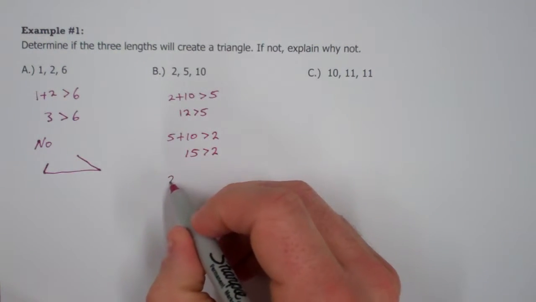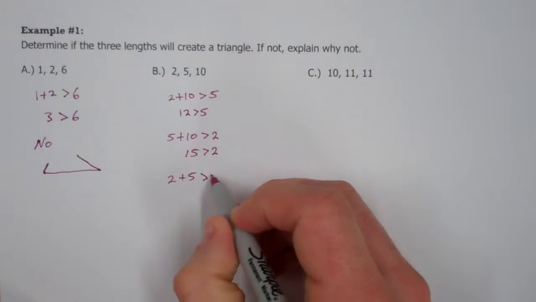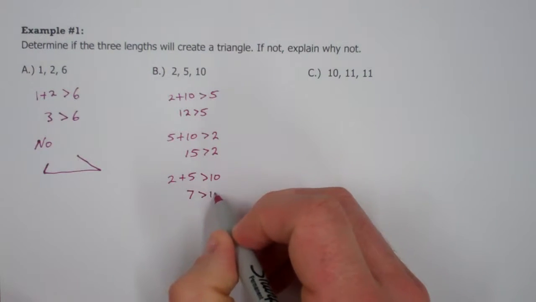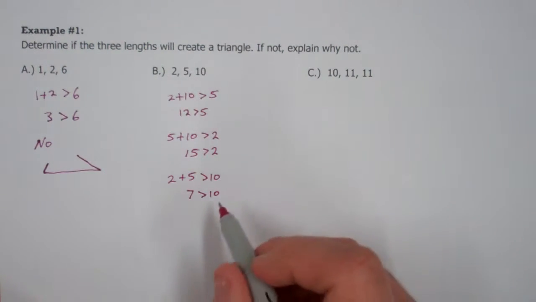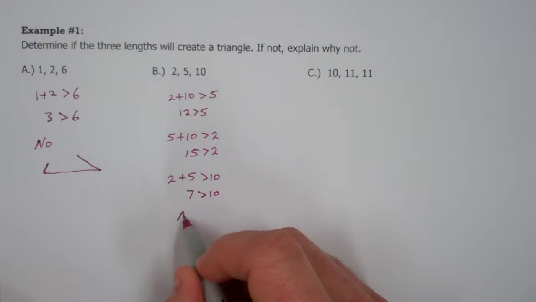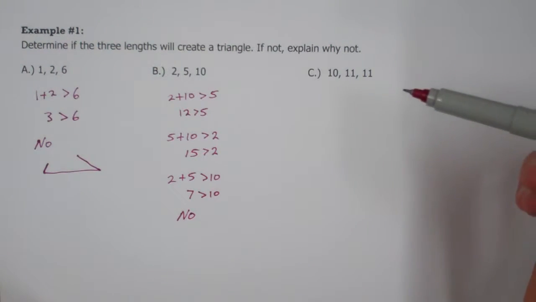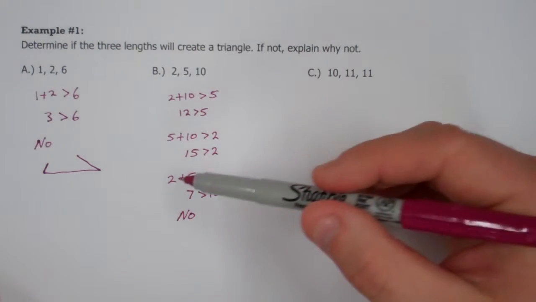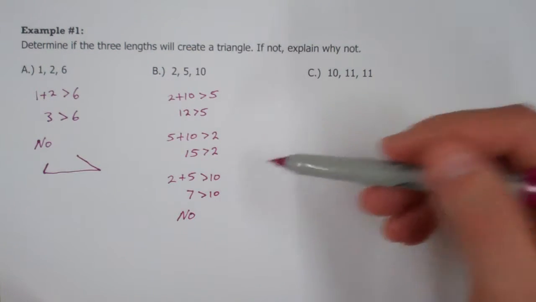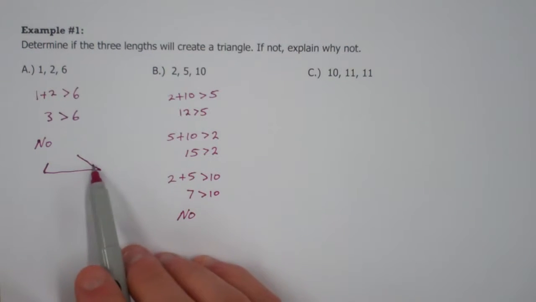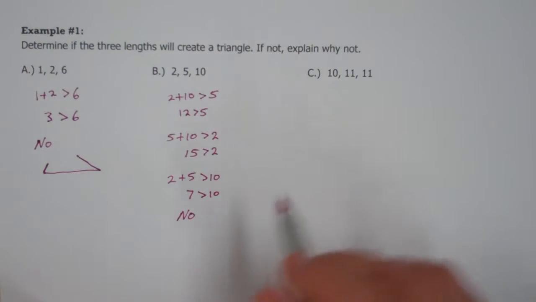Let's do 2 plus 5 now. This is the other possibility. And that's 7 is greater than 10. That's false, so we would say no. And the explanation part, again, if you wanted to write that down, would be the sum of 2 and 5 is not greater than 10. So it would be the same kind of situation as this one.